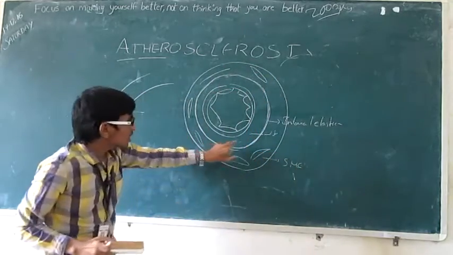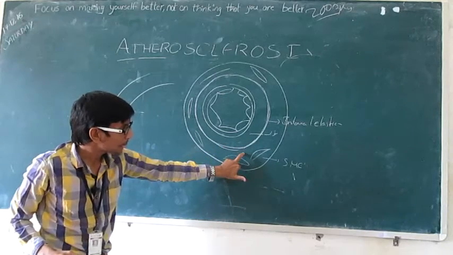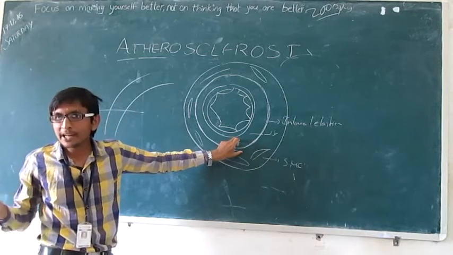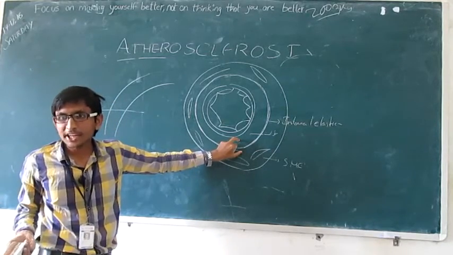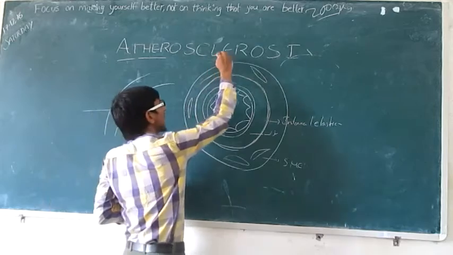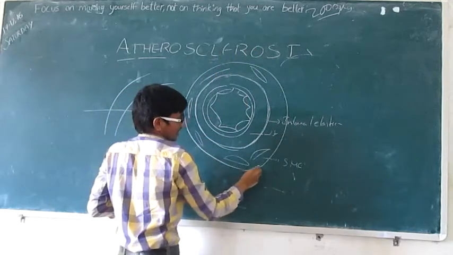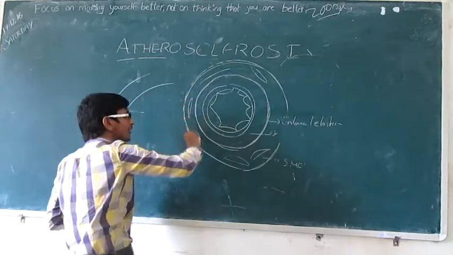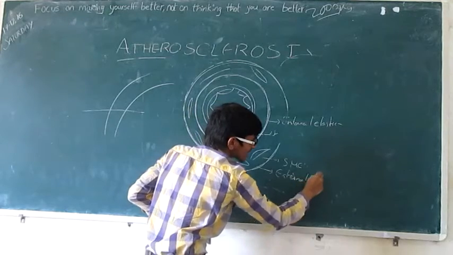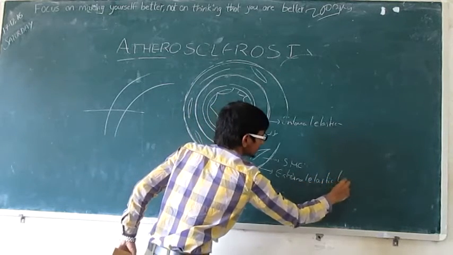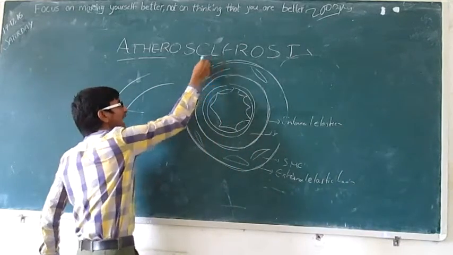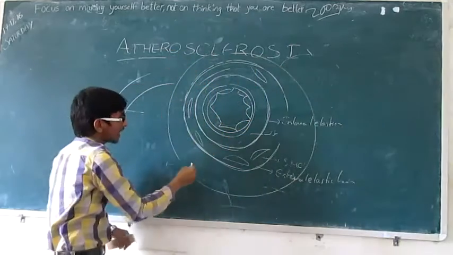It means your subendothelial space and your tunica media are separated by what? The internal elastic lamina. It is separated by an elastic connective tissue. Okay. Next to this tunica media, before the tunica externa, we have what? A ring. This ring is called the external elastic lamina. Okay. Next to this external elastic lamina, we have the tunica adventitia.